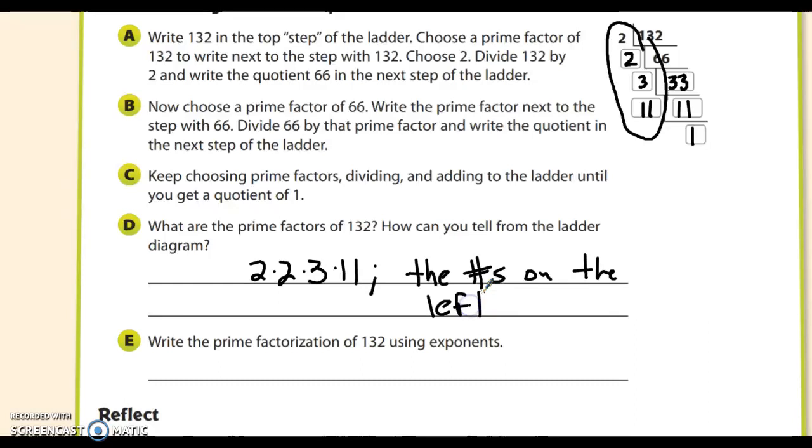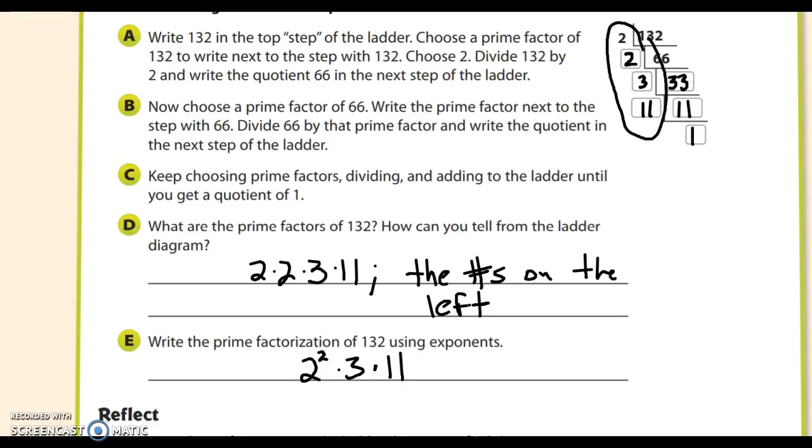That's what happens. It's all these numbers on the left that are the prime factors. And then do you remember how to do this? It says E, write the prime factorization of 132 using exponents. Can I use exponents for any of these? Yeah, there are 2 2's. So that's 2 to the second power times 3 times 11.